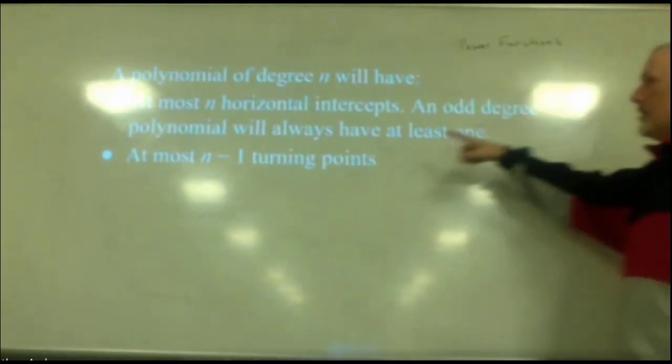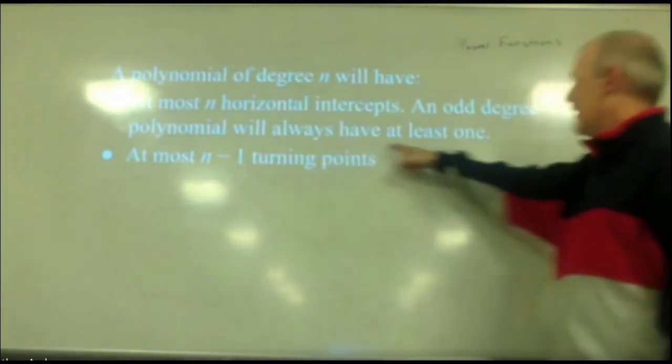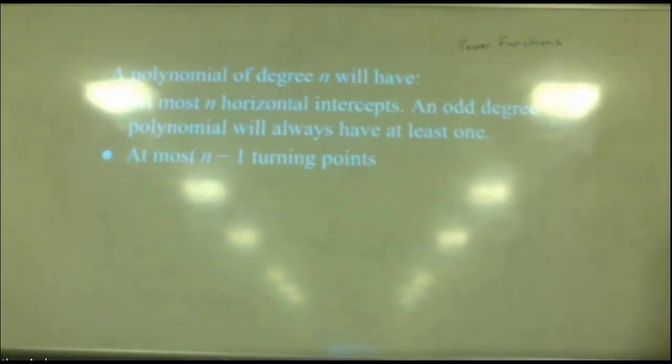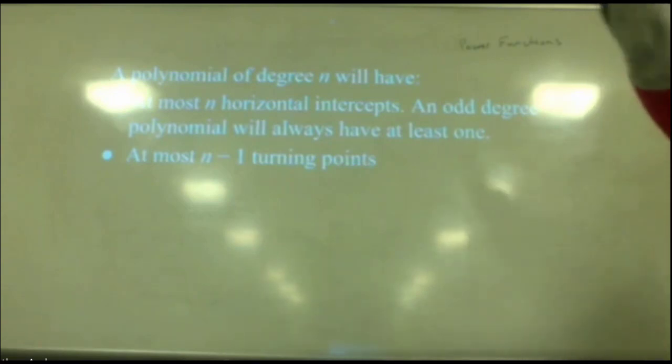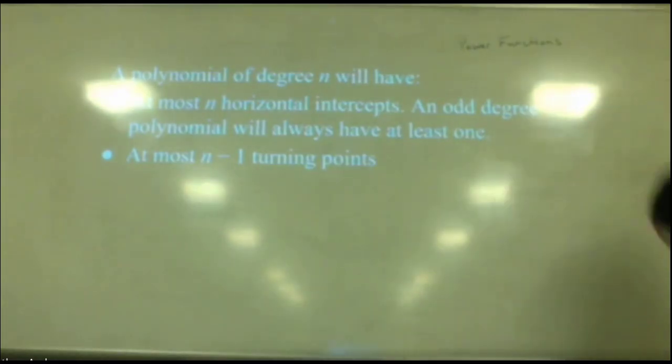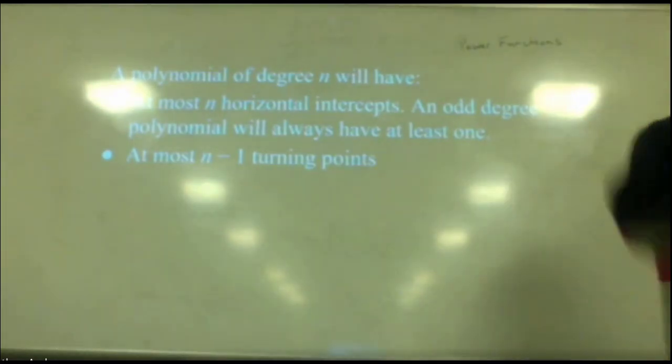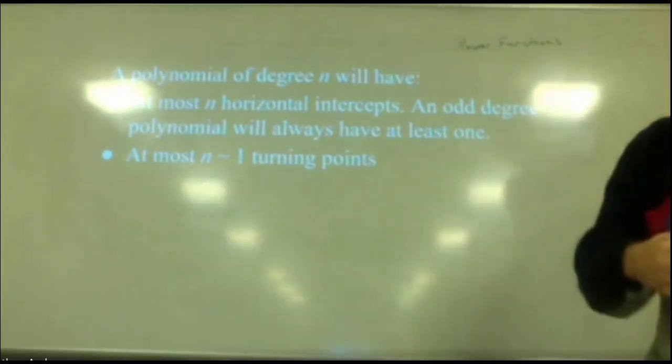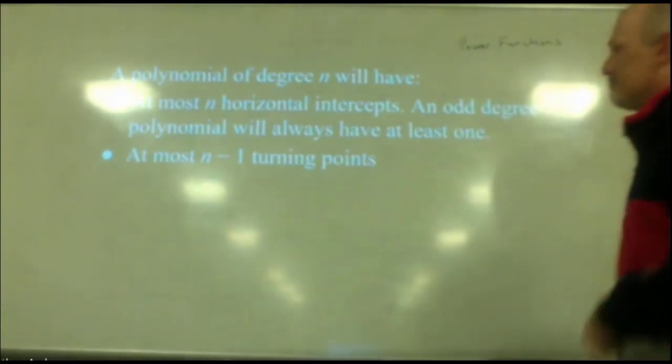An odd degree polynomial will always have at least 1. The even ones don't have to have at least 1, but the odd ones do, because remember, they are up on one side and down on the other side, and somewhere they have to cross to get from one side to the other. The even ones don't have to have that, because if it's both going up or both going down and it's completely below the x-axis or completely above, then it won't have any horizontal intercepts.